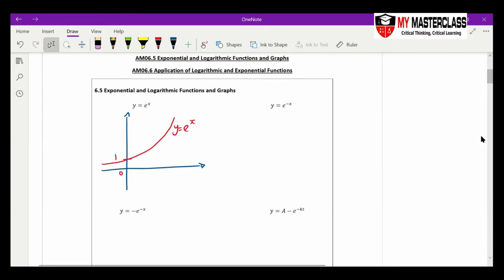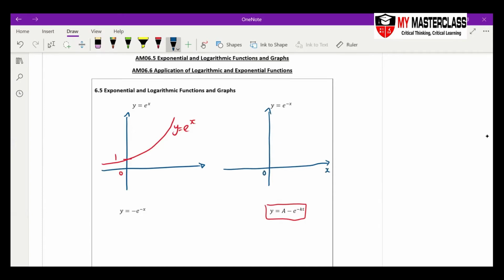Most of the time you need to know how to draw this. Now, you don't have to memorize how the graph looks. In fact, derive the graph from that. That is the easiest.